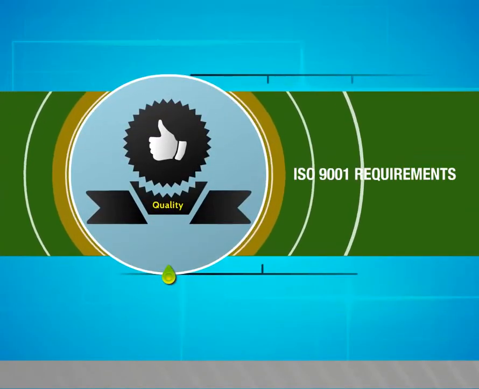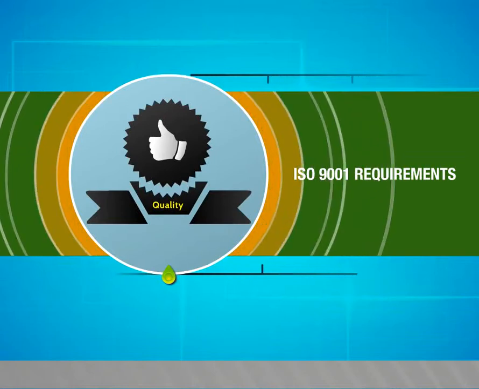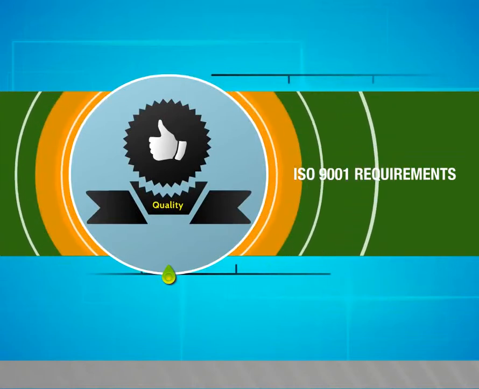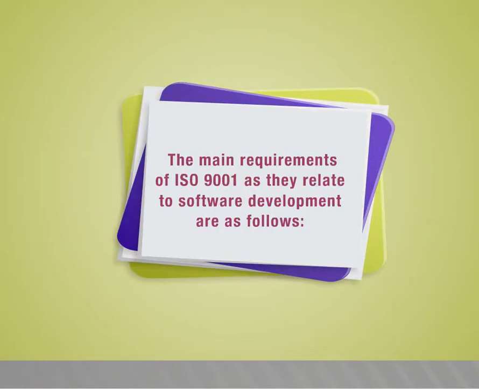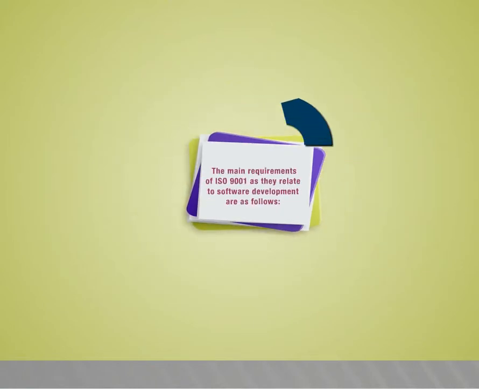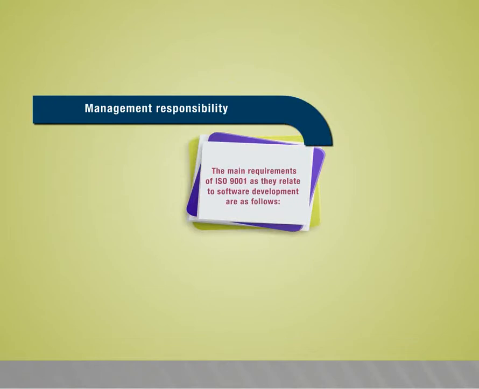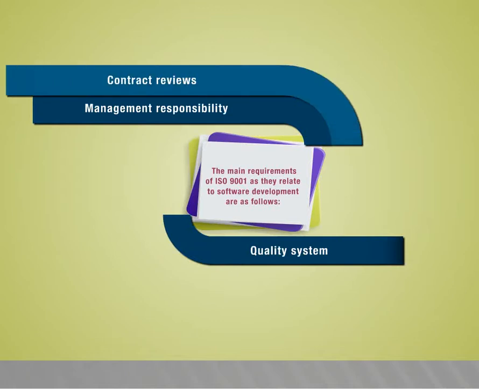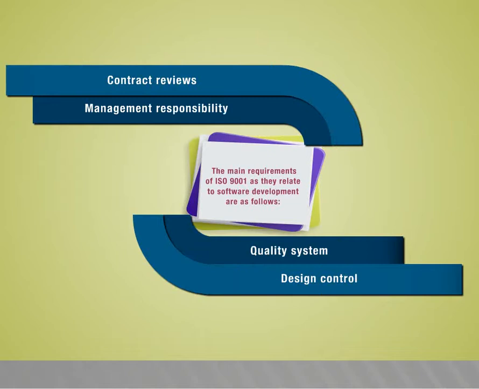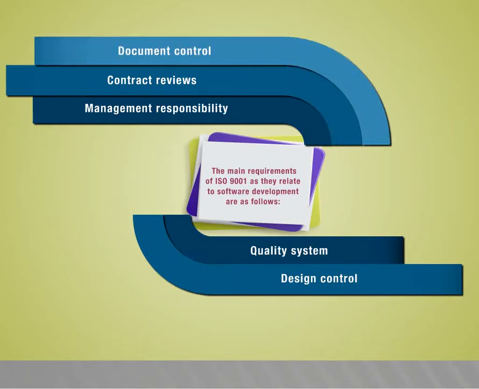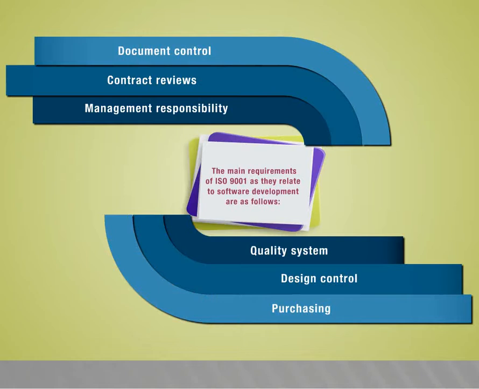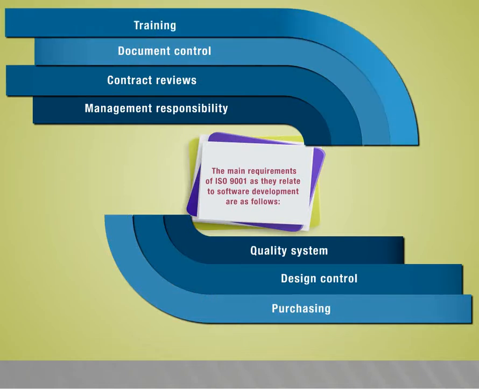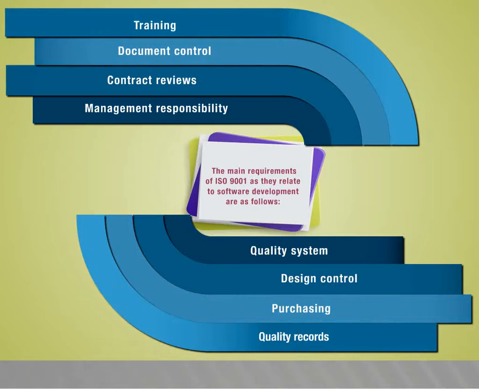ISO 9001 requirements. In this video, we are going to see about ISO 9001 requirements. The main requirements of ISO 9001 as they relate to software development are as follows. Management responsibility, quality system, contract reviews, design control, document control, purchasing, training, quality records.